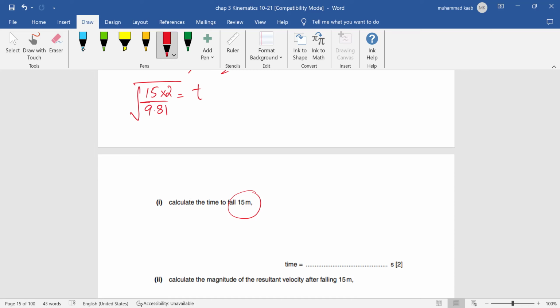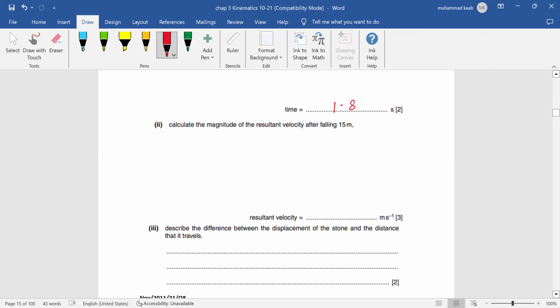It's coming as 1.75, sir. 1.75. So just take 1.8. Okay, fine, move on, please. But it's 1.748. Okay, then just take 1.7. Fine. 1.75.